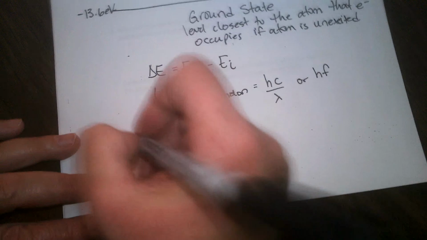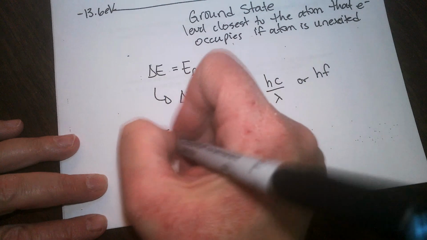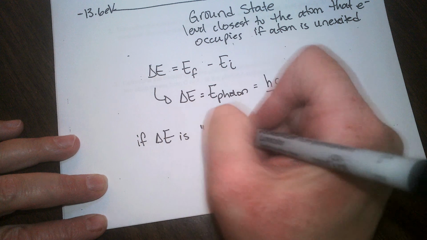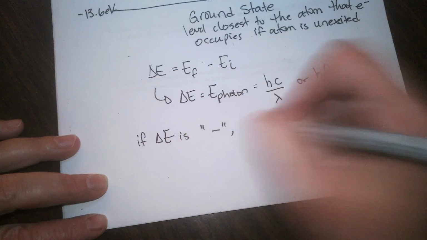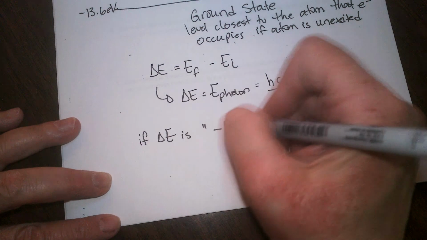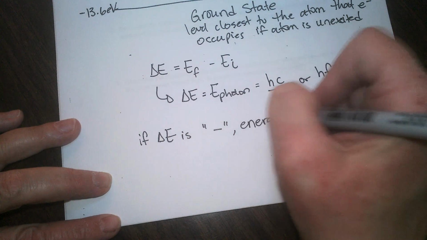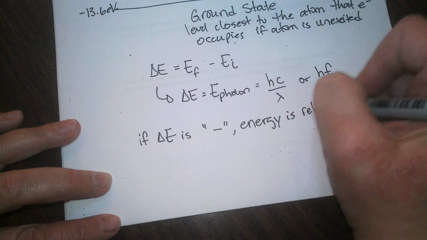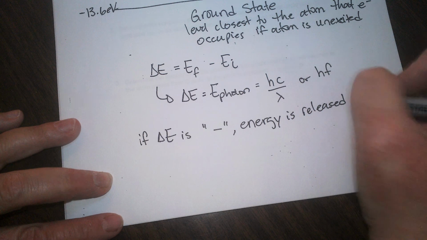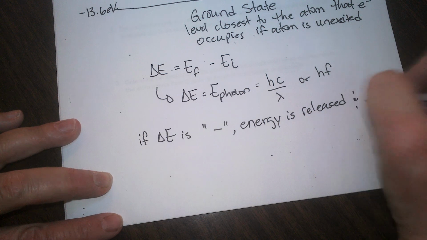Here's the kicker. If delta E is negative, what do we know? Oh, you guys won't know this. You won't have Chem 30 yet. That's okay. Energy is released, which we're going to learn is exothermic, meaning releasing heat, releasing energy. This photon is emitted.